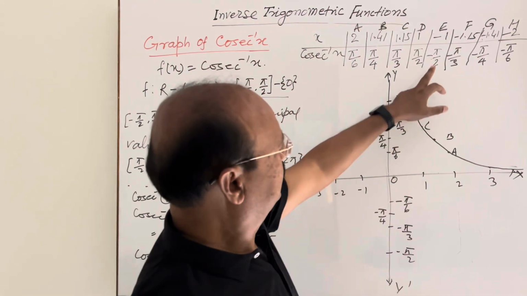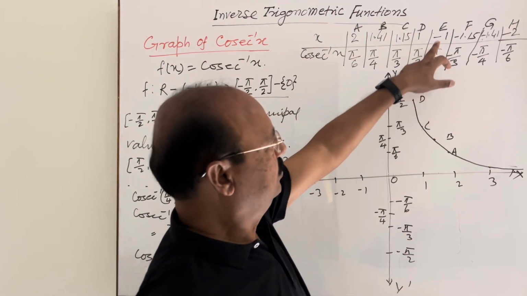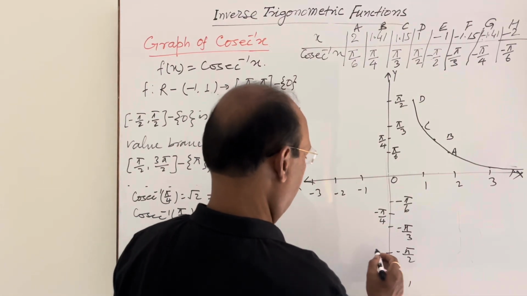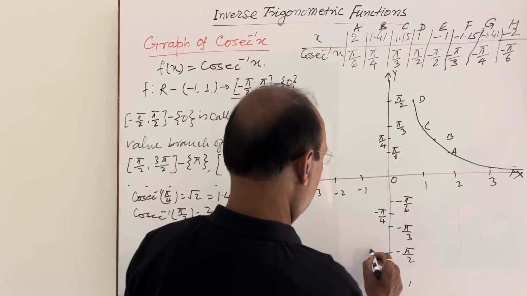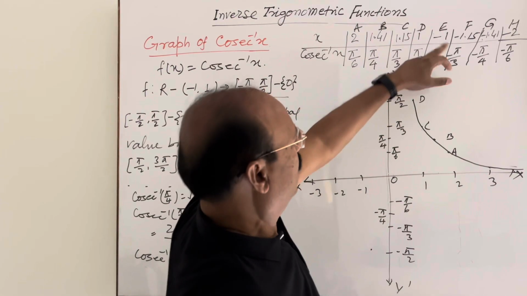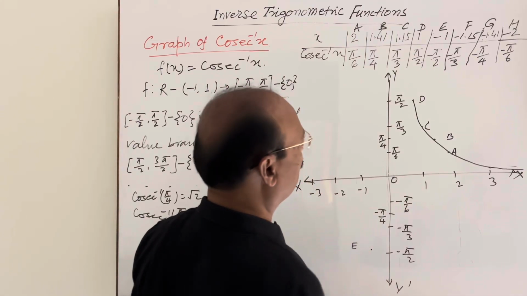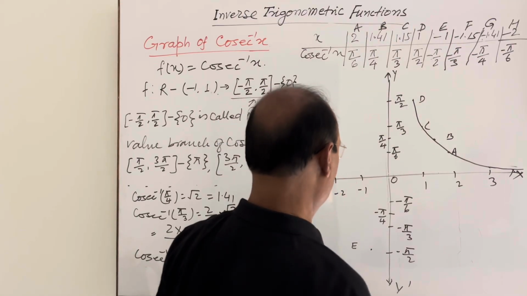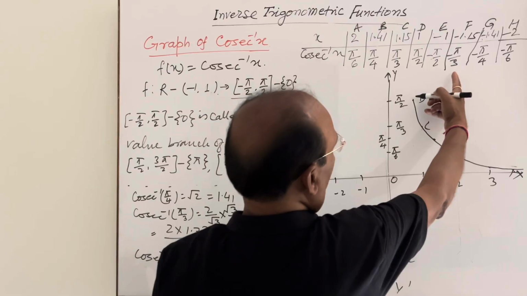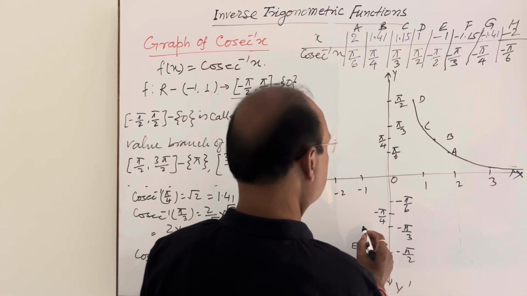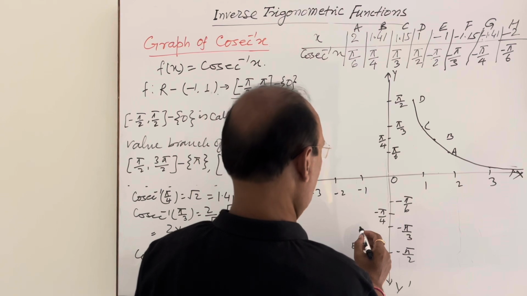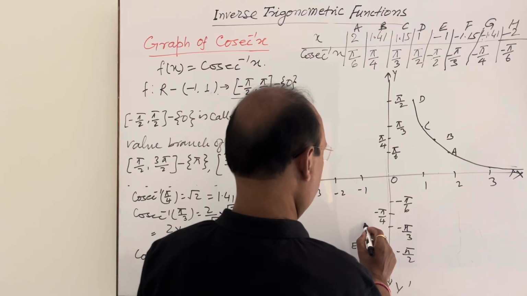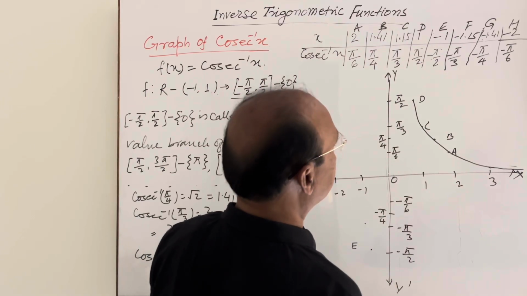And on the negative side, when it is minus pi by 2, the value of x is minus 1. So minus pi by 2 is here, the value is minus 1. Roughly we can take a point here. This is point E. Again minus pi by 3, and the value of the x coordinate is minus 1.15. So minus pi by 3 is there, and the value of x is minus 1.15. So we can take approximately here. This is point F.